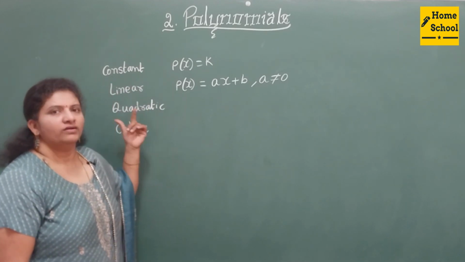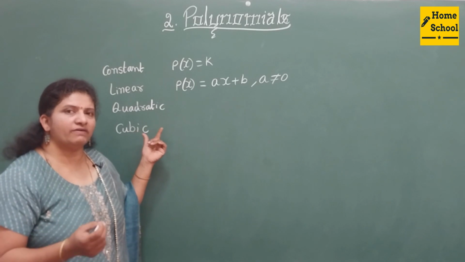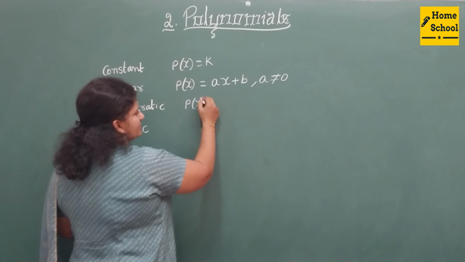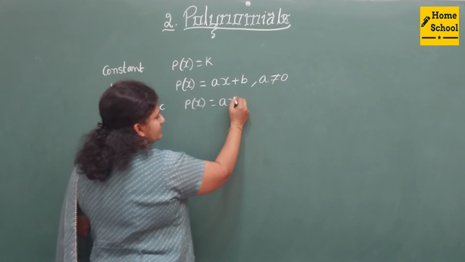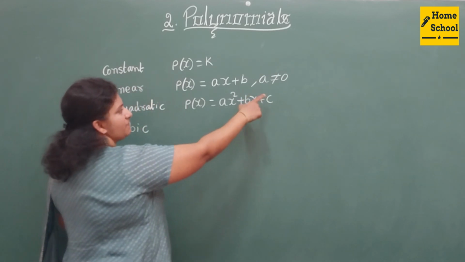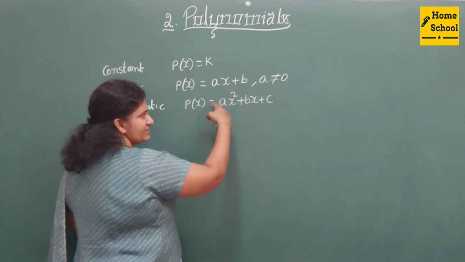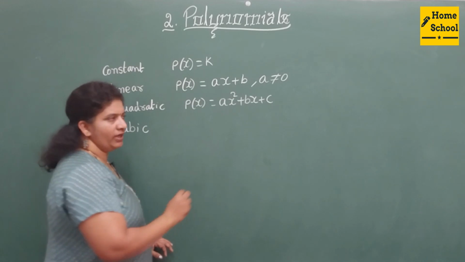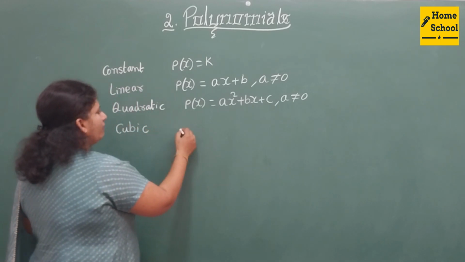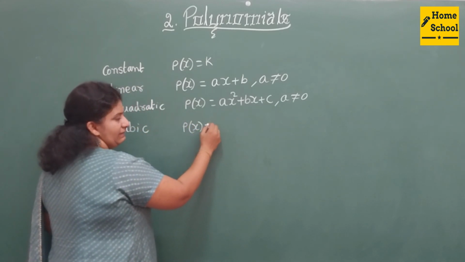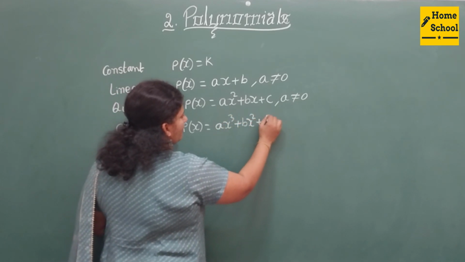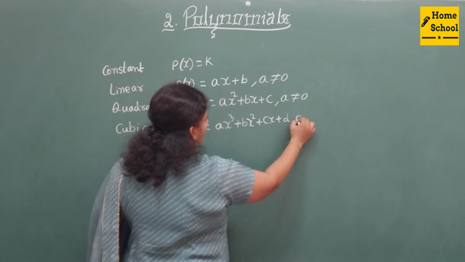Quadratic polynomial: the highest power or degree must be 2. Its standard form is p(x) = ax² + bx + c. The highest power, that is the degree, is 2, and this is the standard form for a quadratic polynomial. Here also a is not equal to 0. Cubic polynomial: degree will be 3, that is ax³ + bx² + cx + d, where a cannot be equal to 0.